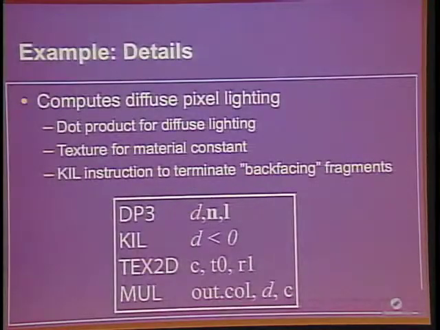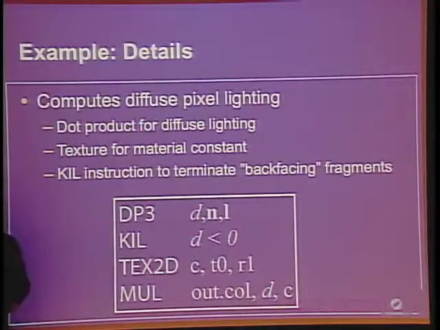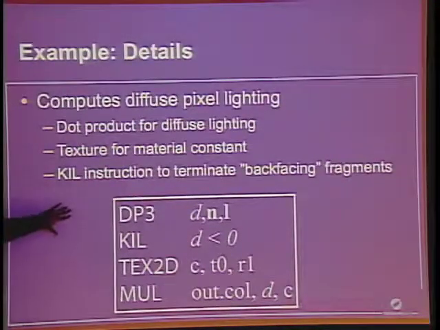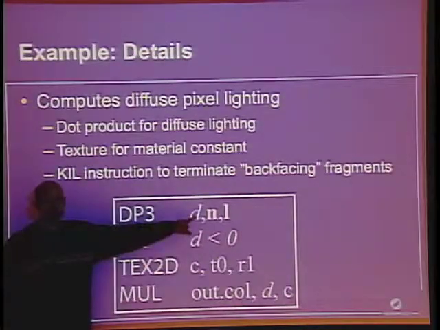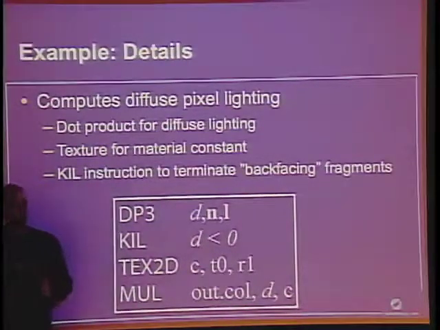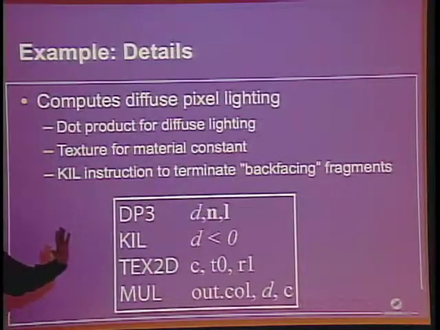So here's sort of an example that we want to show. All right? We have a light shader that we want to do here. And what we're going to do is take a dot product between the normal and the light, and that's going to give us a value D. Basically, if D is negative, then it means that our surface is facing away from the light. And maybe that means we don't render it. We only want to render the things that the light sees.